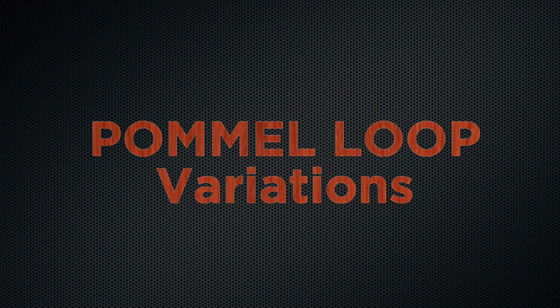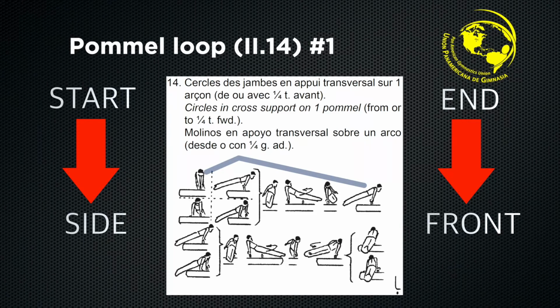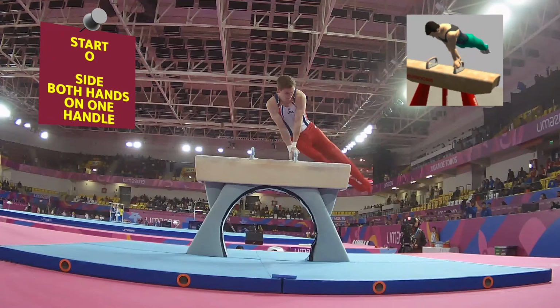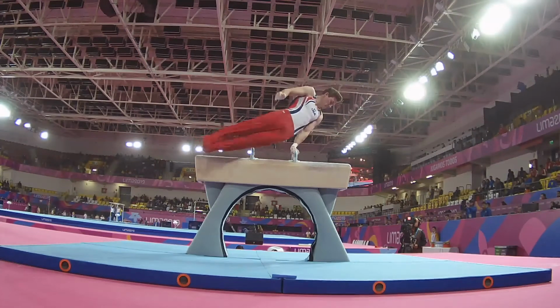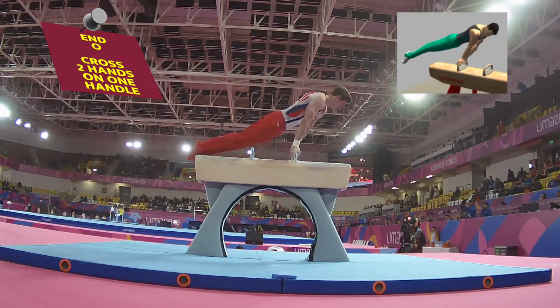We are now going to see every variation of the Pomeloop. Variation number 1 starts in side support and ends on front support. This is as shown in the code of points. We see here in the example the start position, side support, both hands on one handle, and the end position is in cross support, both hands on the pommel.